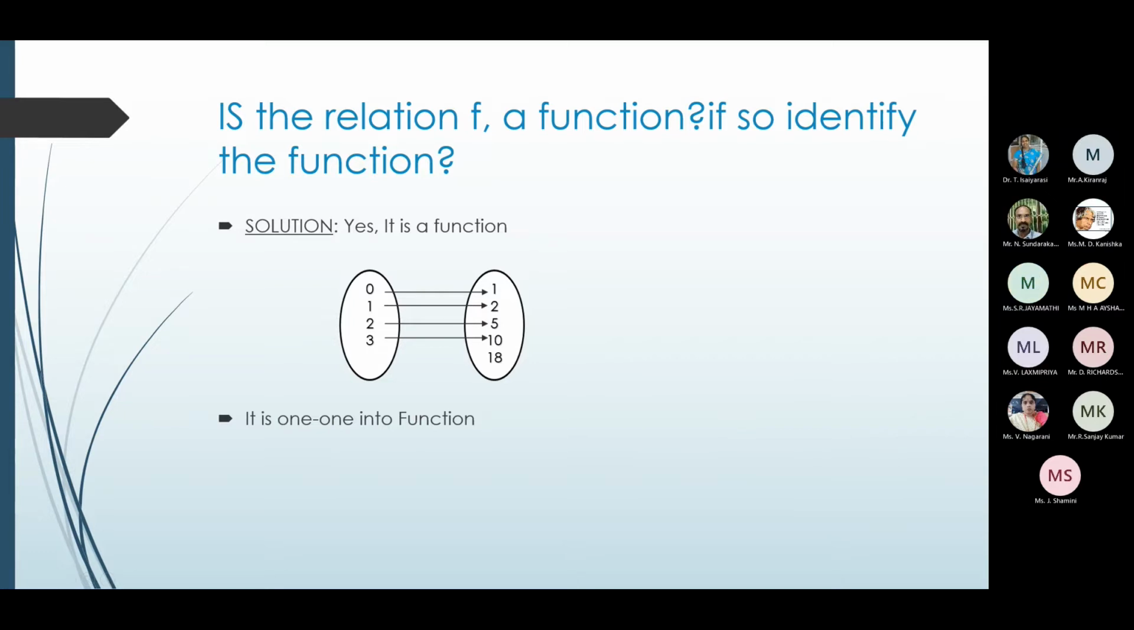Yes, it is a function. A relation from a set A to a set B is said to be a function if every element of set A has one and only one image in set B. It is a one-to-one into function.